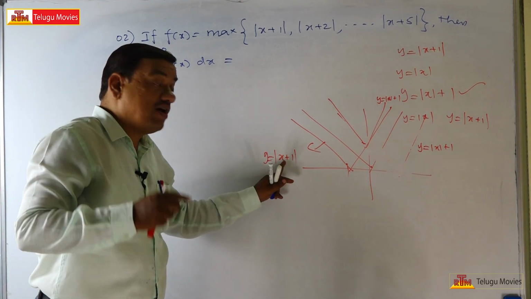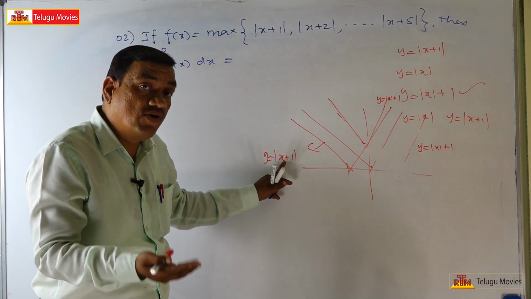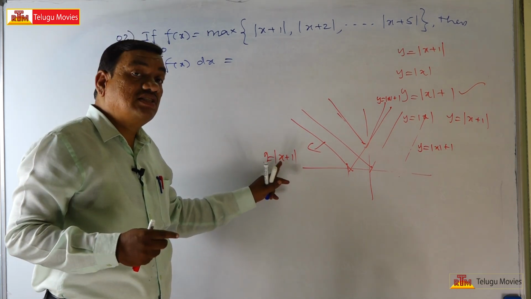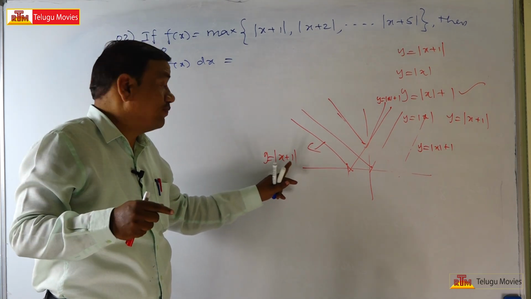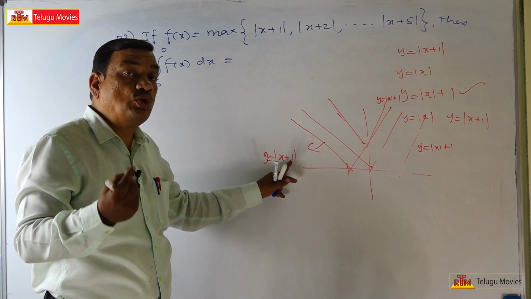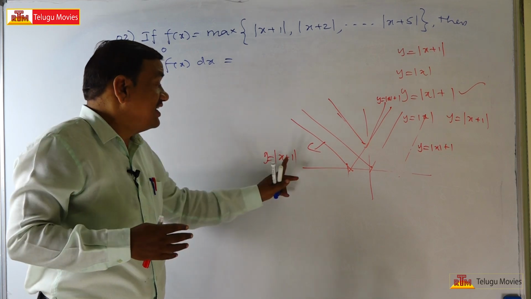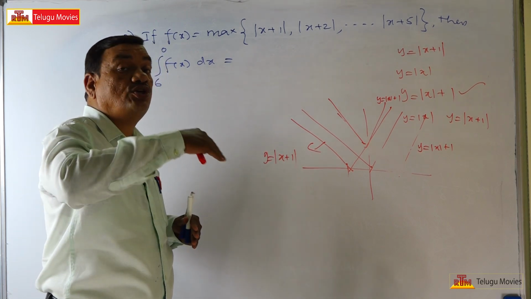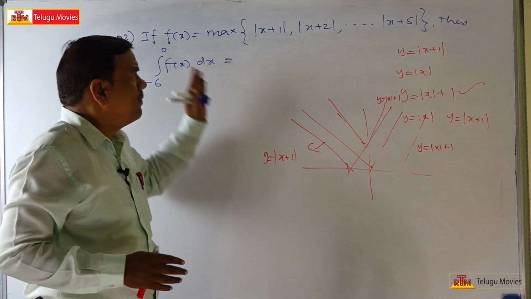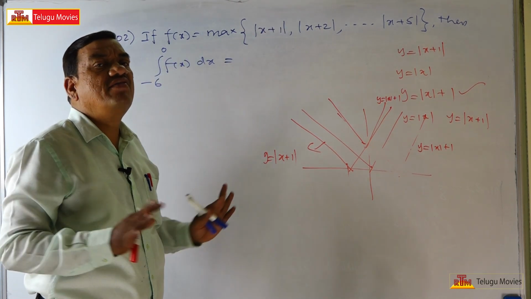If it is modulus of x, plus 1 outside, the graph will move 1 unit upward. If it is modulus of x plus 1, with x plus 1 inside the modulus, then it will move 1 unit to the left side. If it is minus 1, it moves 1 unit to the right side. If you know this concept, drawing all these graphs is very, very easy.